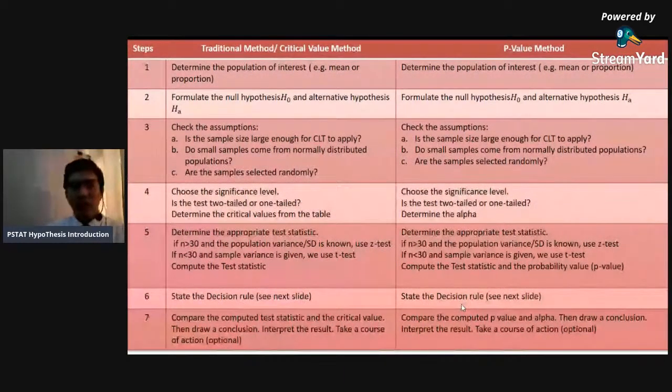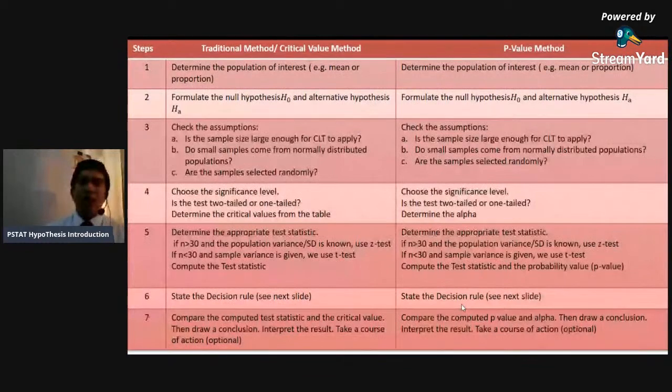Do small sample sizes come from a normally distributed population? Usually when you are using CLT, you're assuming that the population is normally distributed. This is for the traditional method. For the p-value method, is there any difference between the two? No. Actually, they are the same.